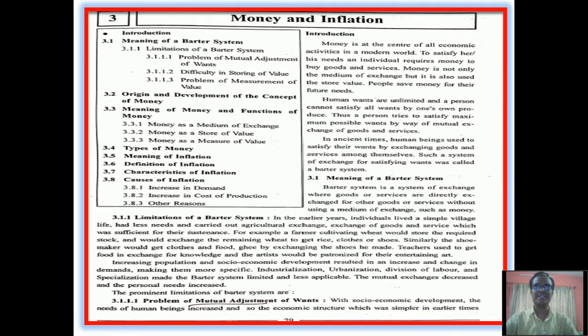Money is the center of all economic activity. Those who have money can buy any commodities or services they want easily from the economy. Money is not only the medium of exchange but it is also used as a store of value. People save money for future needs. Human wants are unlimited. A person cannot satisfy all wants at the same time, in the same period. In future, the demand will change, desires will change. According to this, if they have money, they can easily fulfill their demand.